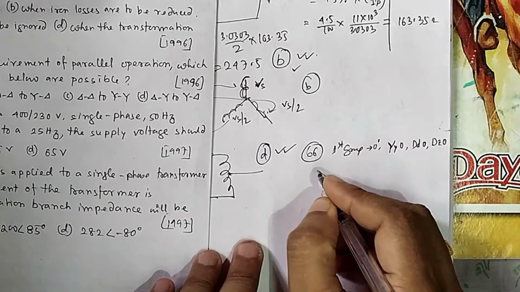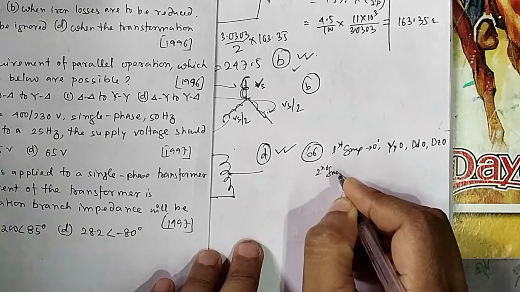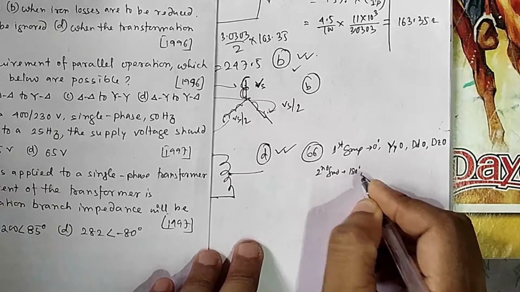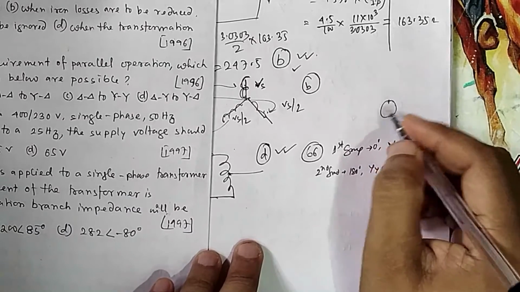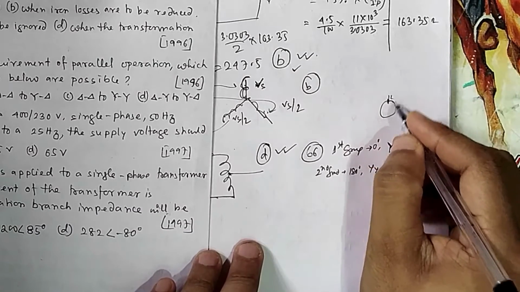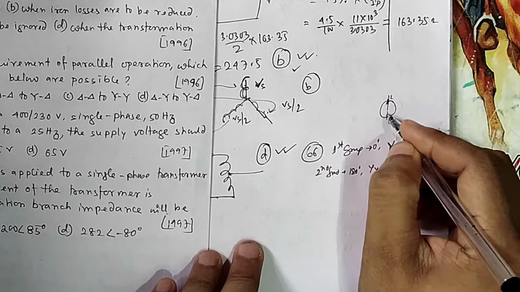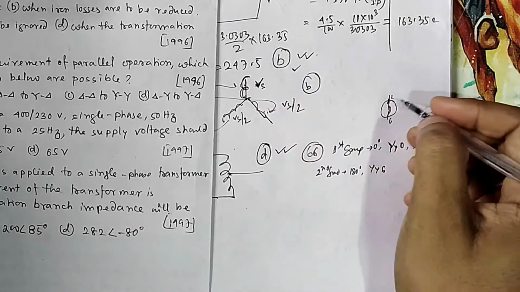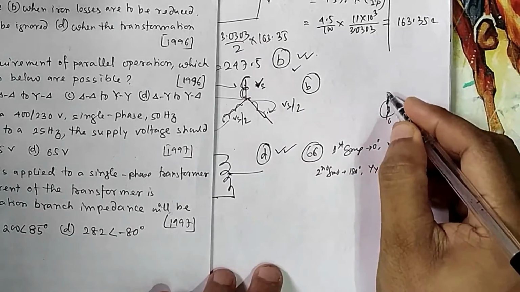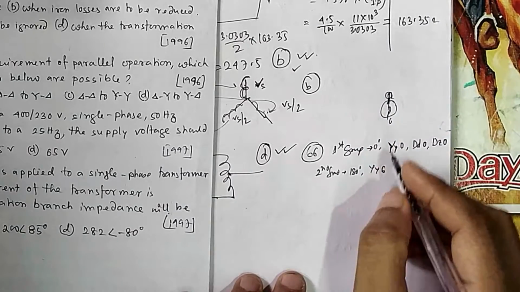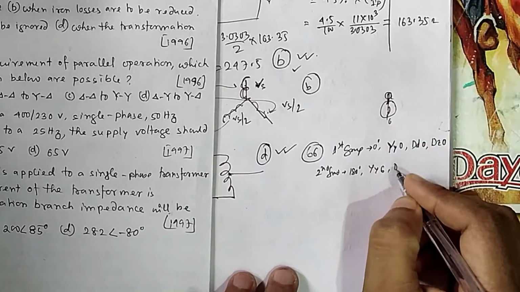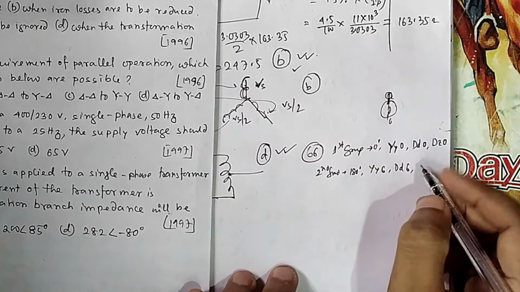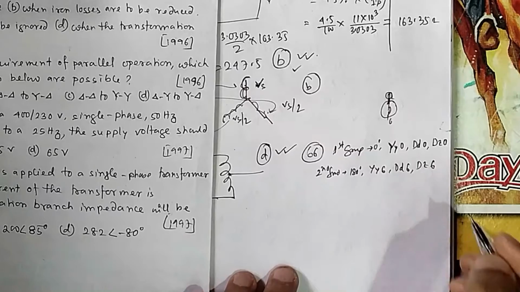If you come to group 2, the second group is the 180 degree shift, that is Yy6. 6 means it is from the clock, so 1 is at 12, 1 is at 6, and you can see a 180 degree shift. 0 means no phase difference, and 6 means 180. It can also be Dd6, or Dz6.